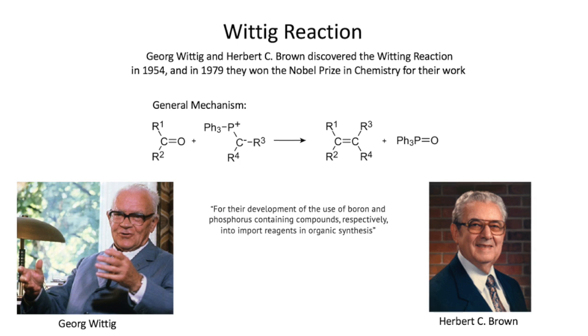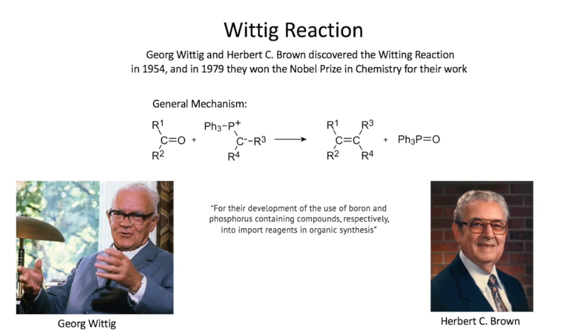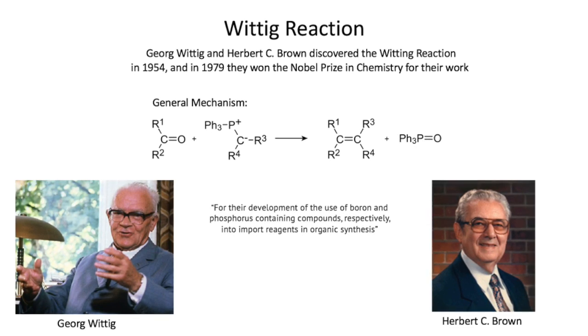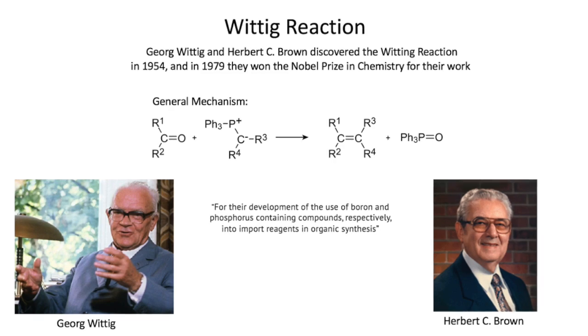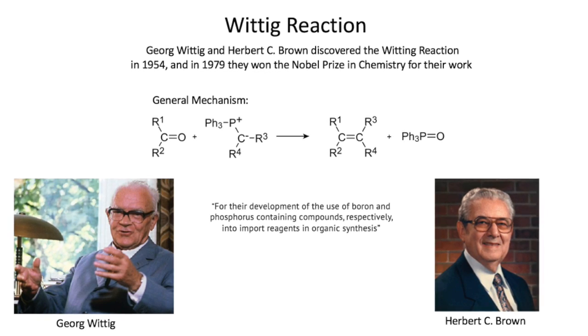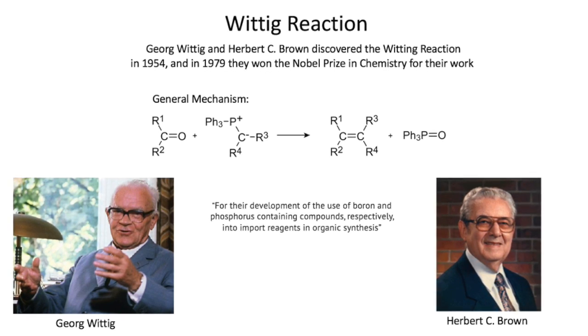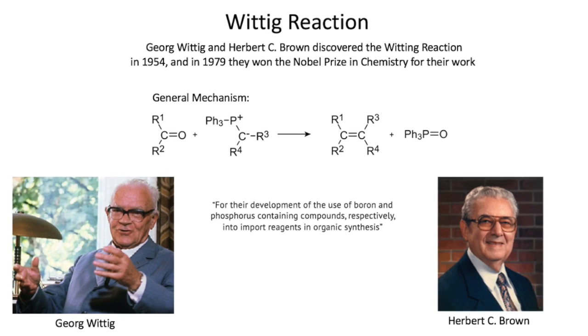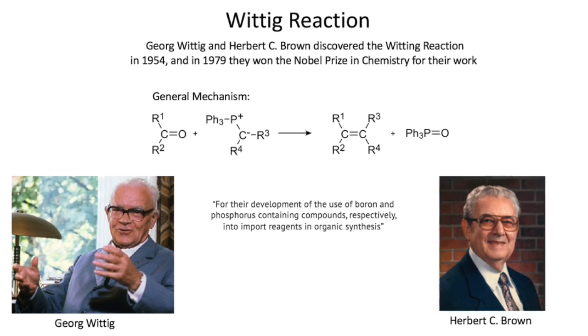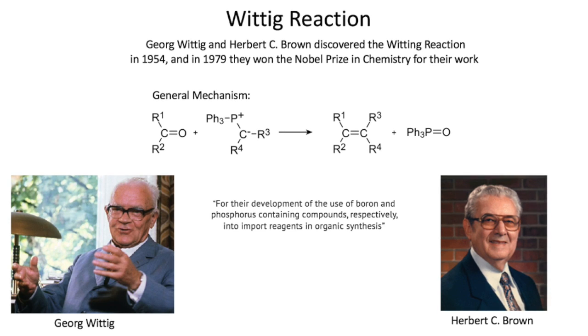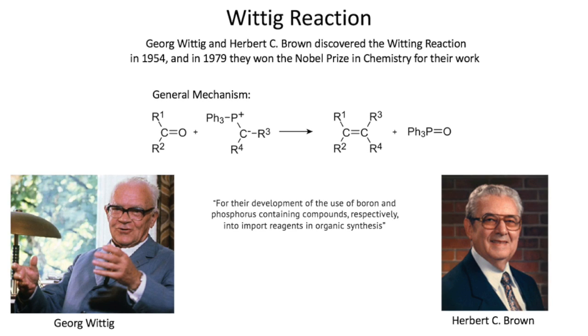Wittig reactions are another method for making carbon-carbon bonds. In a Wittig reaction, a phosphorus ylide is reacted with an aldehyde or ketone to form a carbon-carbon double bond. George Wittig and Herbert C. Brown discovered the reaction in 1954 and won the Nobel Prize for their work in 1979 for their development of the use of boron and phosphorus-containing compounds, respectively, into important reagents in organic synthesis.